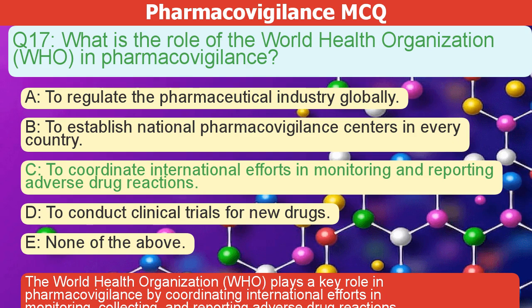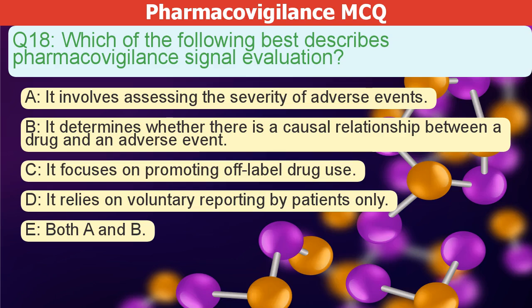This improves drug safety. Which of the following best describes pharmacovigilance signal evaluation? A. It involves assessing the severity of adverse events. B. It determines whether there is a causal relationship between a drug and an adverse event. C. It focuses on promoting off-label drug use. D. It relies on voluntary reporting by patients only. E. Both A and B.